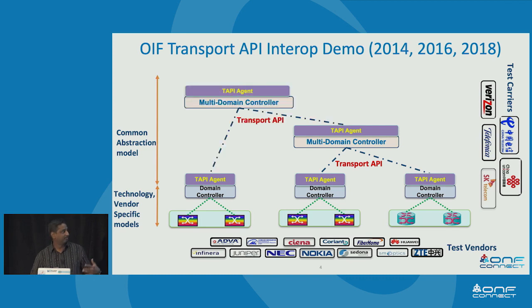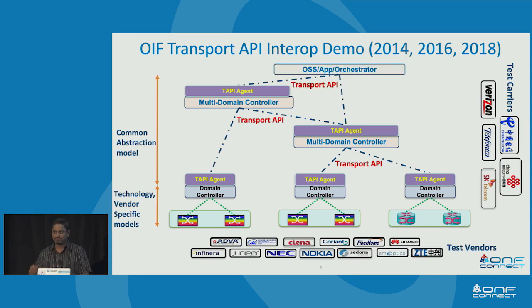But the key part was that it was not just applied at the northbound of a controller, but there were also setups with a controller on the top, which we call a multi-layer controller or hierarchical controller, that is more used. It consumes transport API from its southbound, does whatever it needs to do, and then exposes it again on the northbound, right?